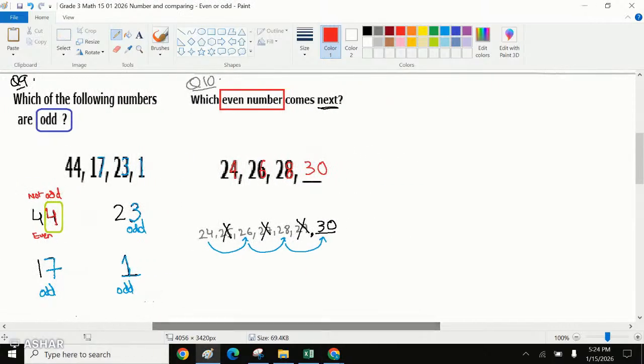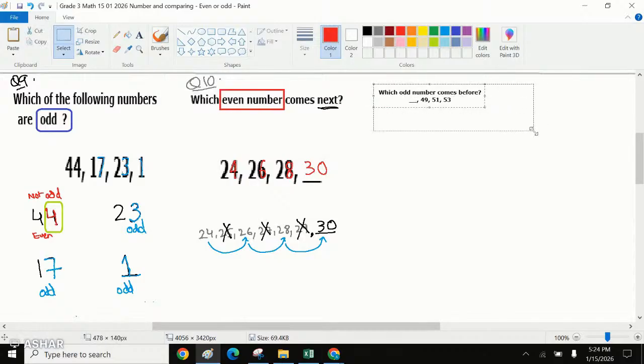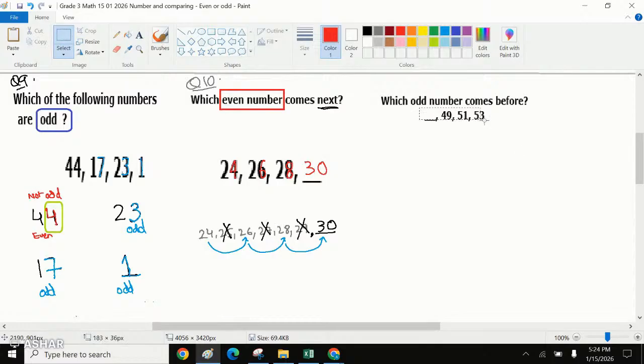If these numbers are given to us, I'll just realign them. Okay, and the given numbers were this. Question number 11 says, which odd number? So we need to find the odd number that comes before 49.